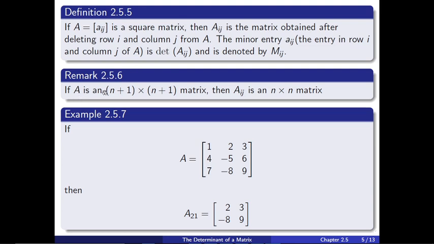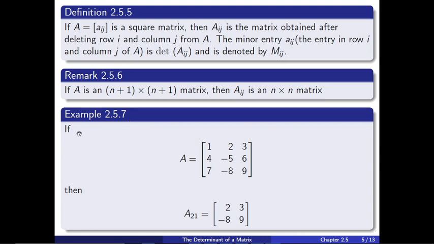So if A is an n plus 1 by n plus 1 matrix, then Aij is an n by n matrix. This is simply because we remove one row, so we end up with n rows, and we remove one column, so we end up with n columns, right?